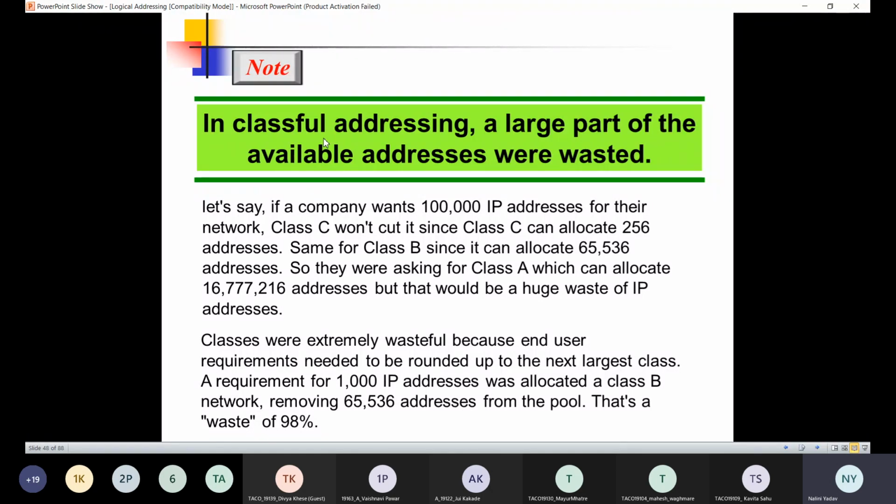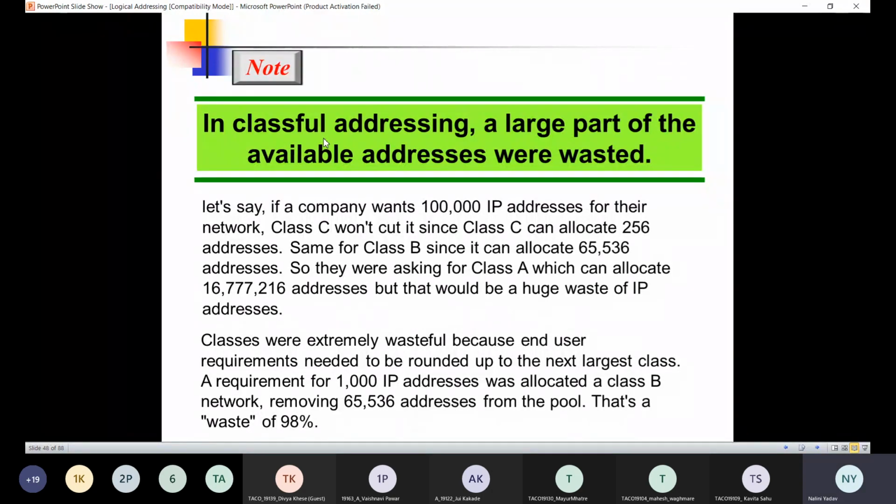Similarly, if I go for, say, a small school which requires only 10 IPs or 10 hosts, a small play group, nursery and then junior and senior KG, they don't require many machines. They just require 10. For these 10 machines, I must allocate a network ID, and I go for class C. In class C there are 256, of which only 10 will be used. Correct. What does this mean? 246 host IDs will just be wasted. So this is the reason I say that in classful addressing, a large part of the available addresses was wasted.